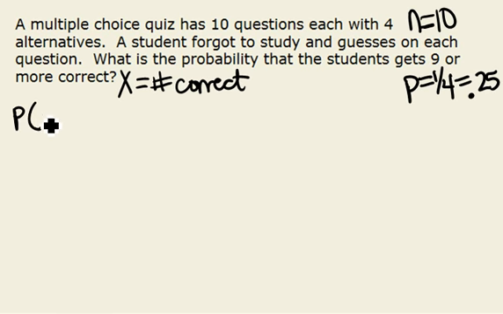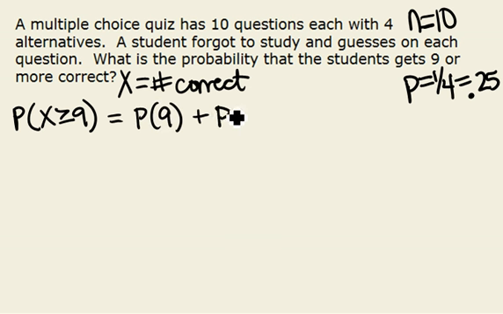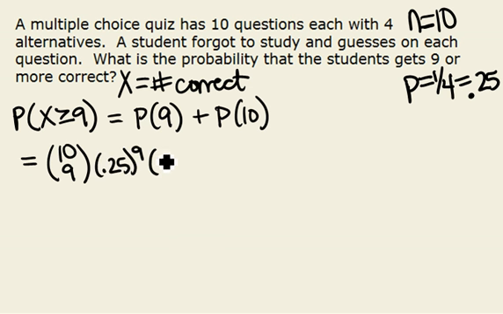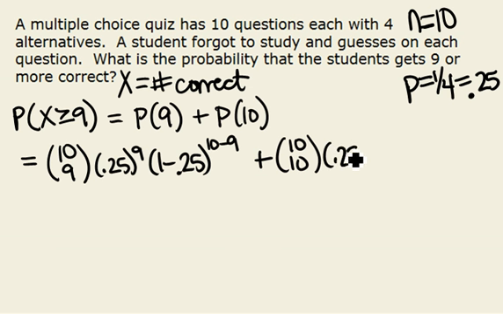So what we want is the probability that x is greater than or equal to 9, which we need to find as the probability of getting 9 correct, plus the probability of getting 10 correct. If we plug the values into our binomial formula, we will get 10 choose 9 times 0.25 to the 9 times (1 minus 0.25) to the 10 minus 9. For the probability of 10 correct, we'll have 10 choose 10 times 0.25 to the 10 times (1 minus 0.25) to the 10 minus 10.